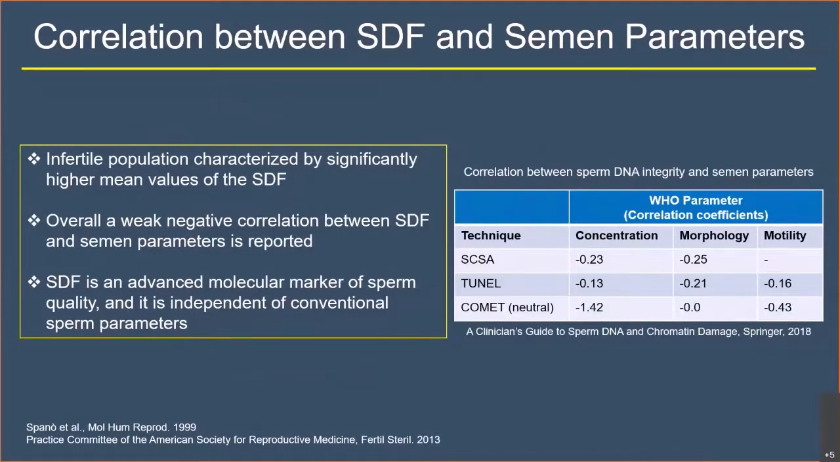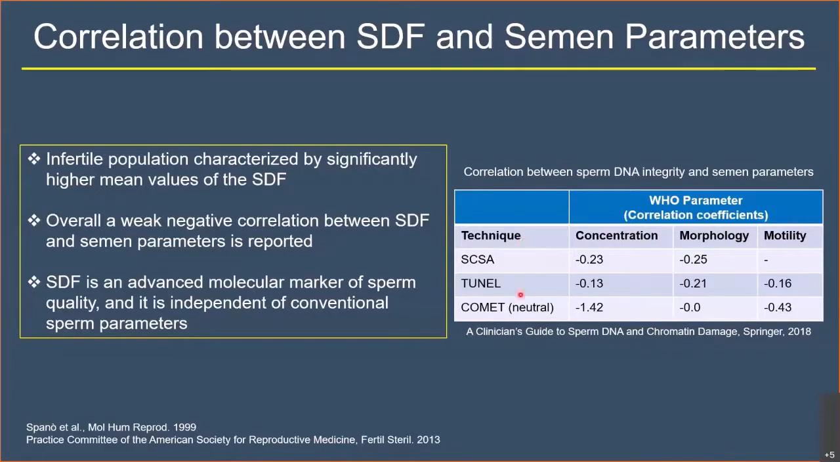In general, high levels of sperm DNA fragmentation have been observed in the infertile population, but a weak correlation has been reported between this parameter and the conventional semen parameters, which can be analyzed through the standard semen analysis, such as concentration, morphology, or motility.